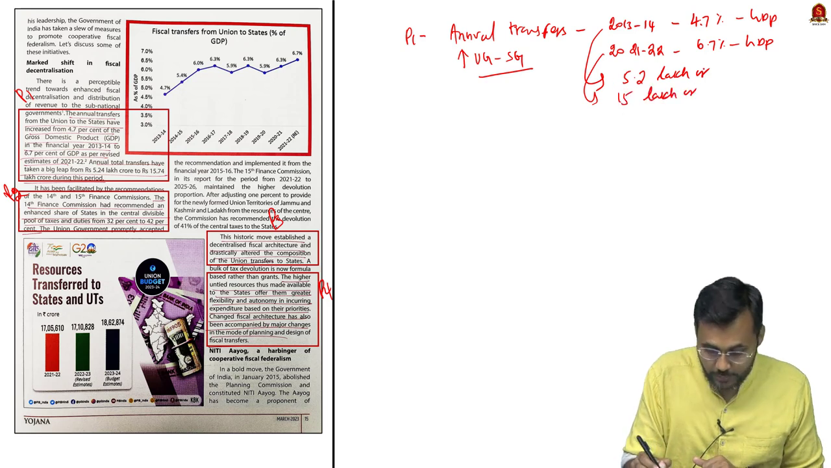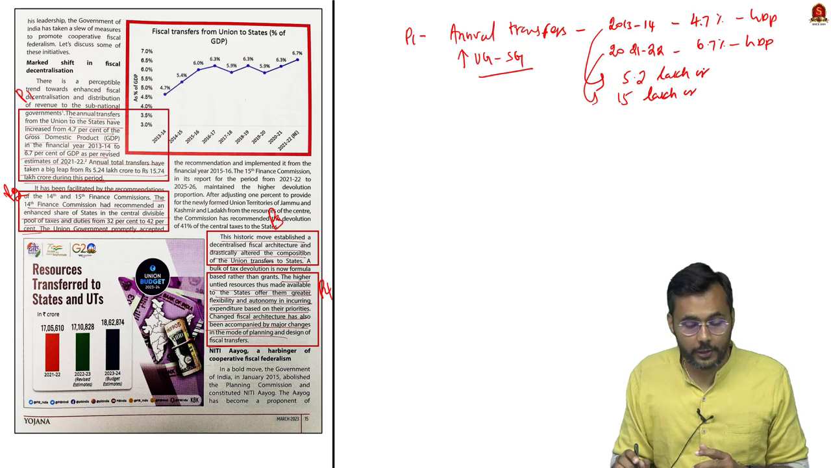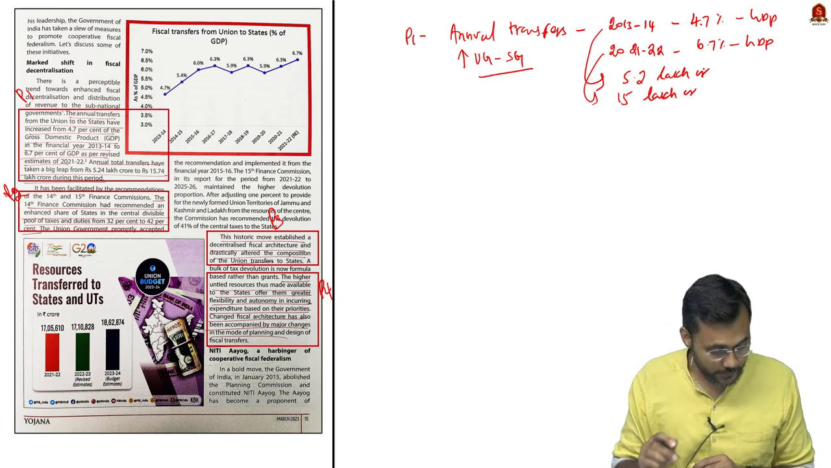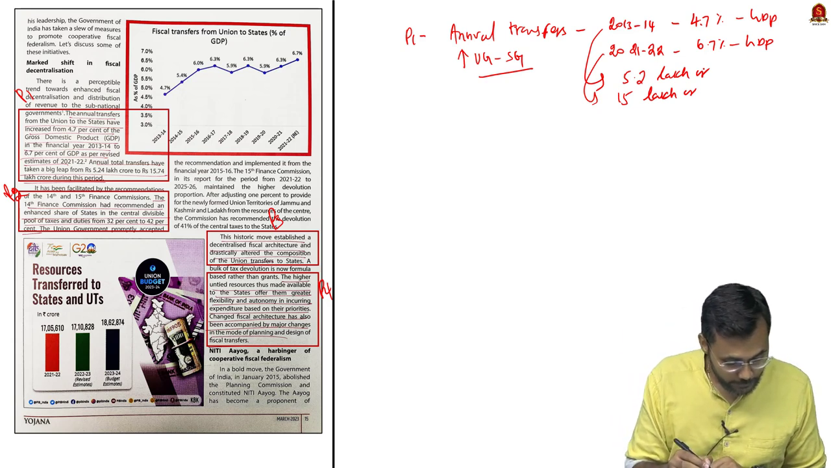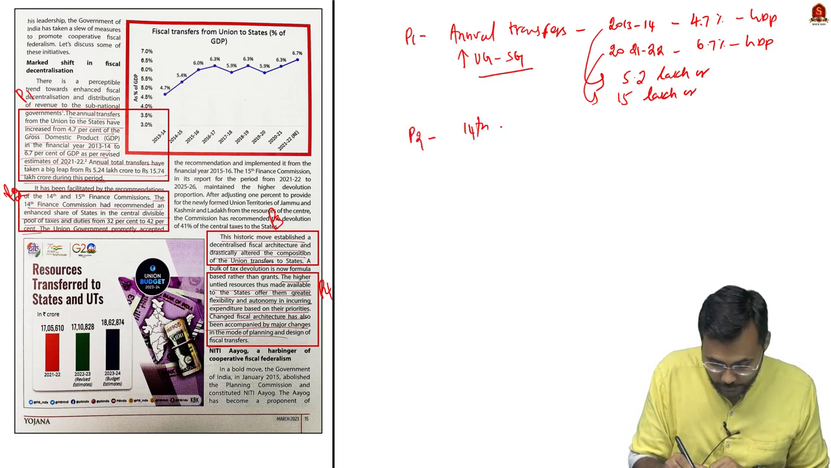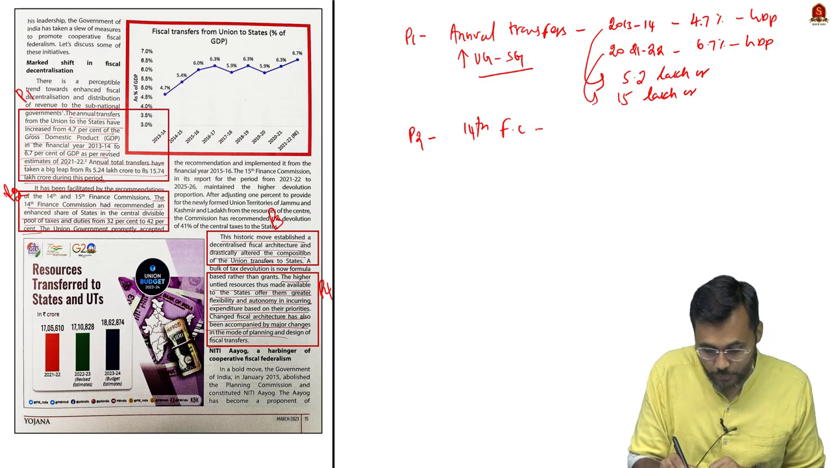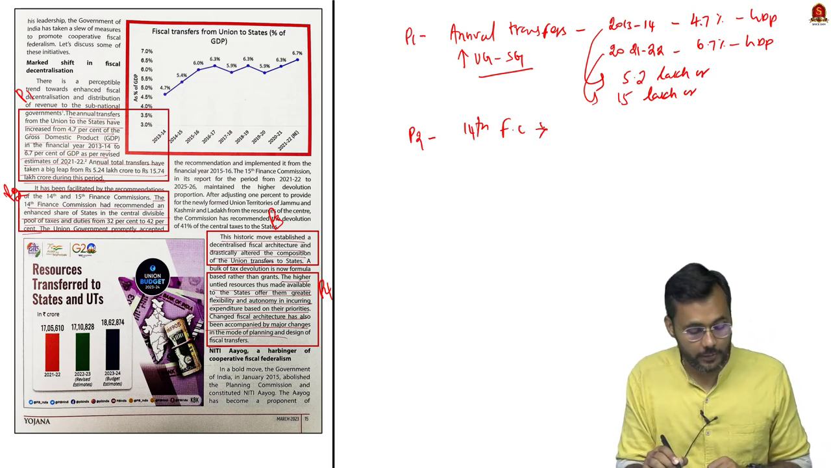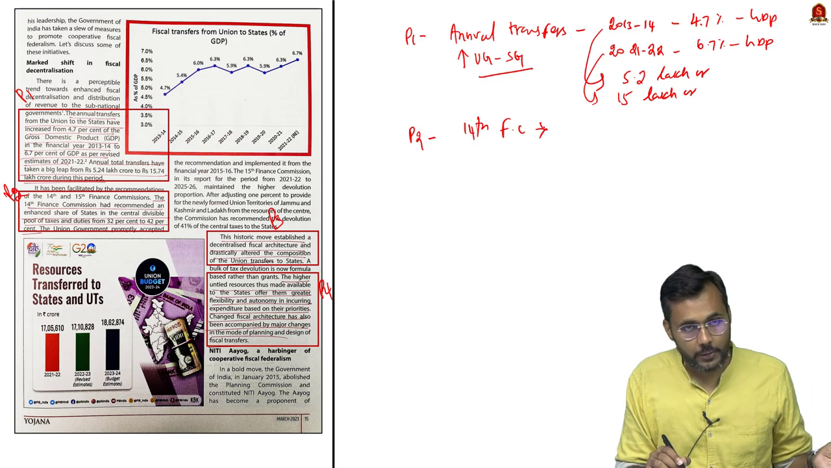So you can see the numbers, which clearly show greater commitment towards cooperative federalism. Okay, that's paragraph 1. And paragraph 2 speaks about the 14th Finance Commission. Finance commissions are created based on constitutional norms.